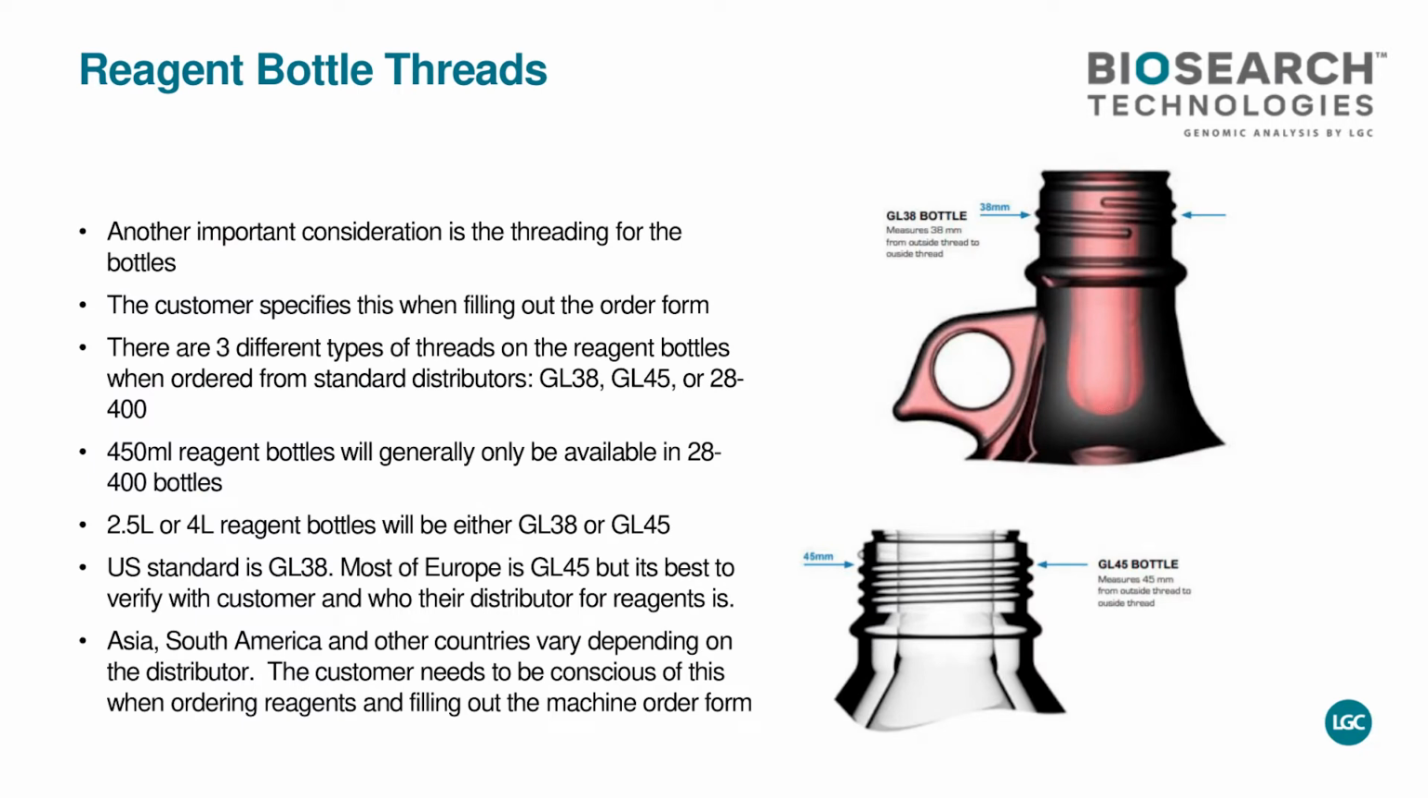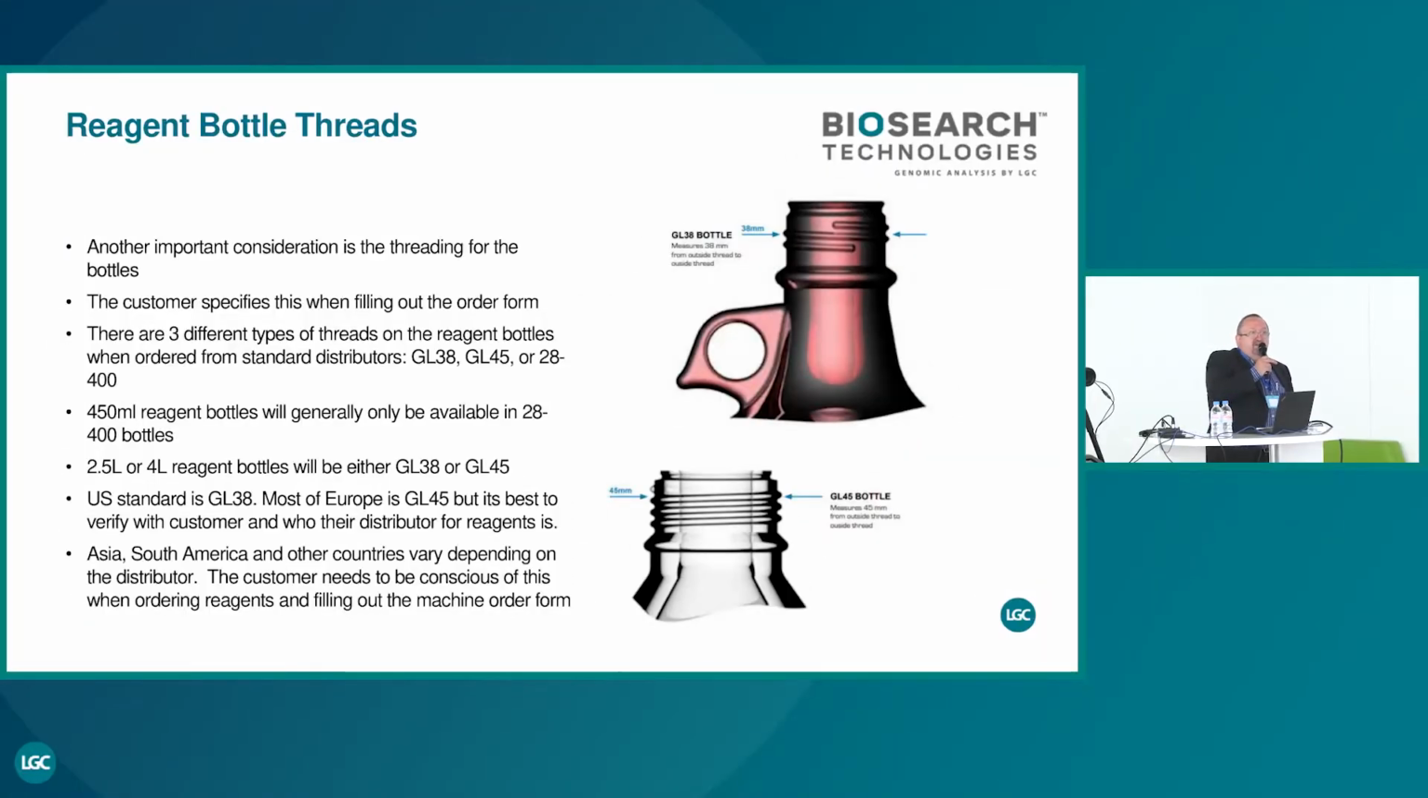This is always the open question, maybe more because I'm based in Europe. Is it GL38? Is it GL45? In the US, it's quite easy. It's GL38. In Europe, it's normally GL45. This is for the neck of the bottle. I don't know here in your country, maybe it's GL38 or 45, but I think it's an important point to be discussed with your salespeople when you start the production, to see how your instrument will be set up.